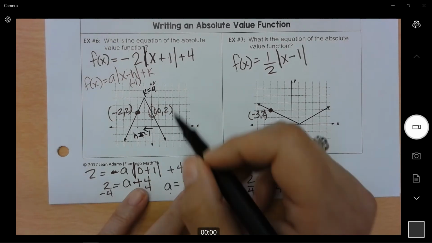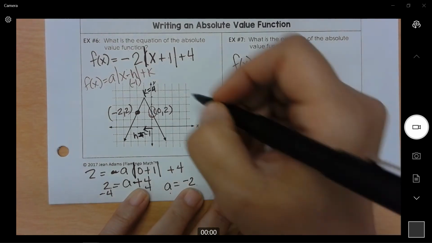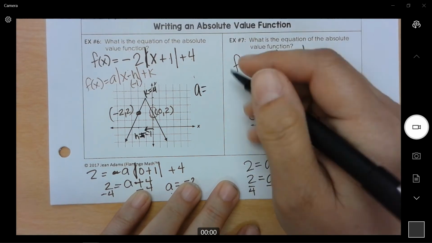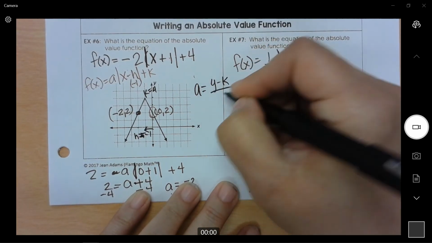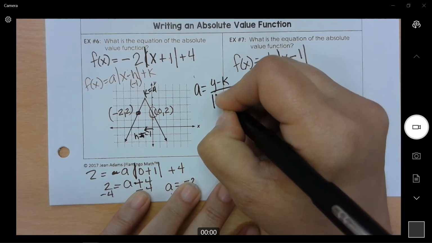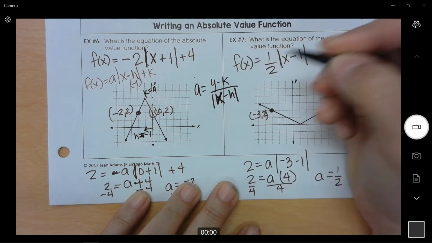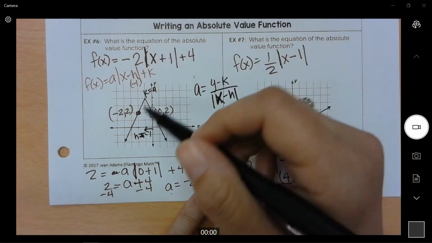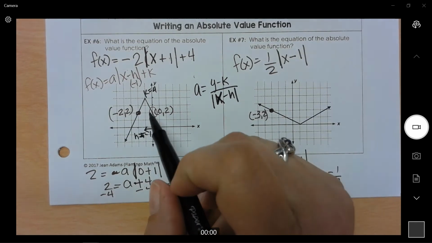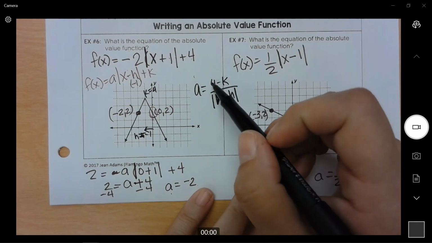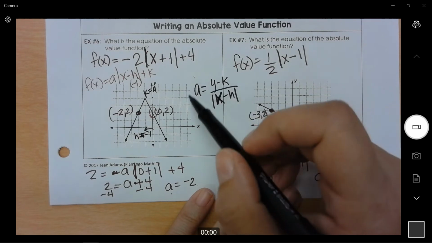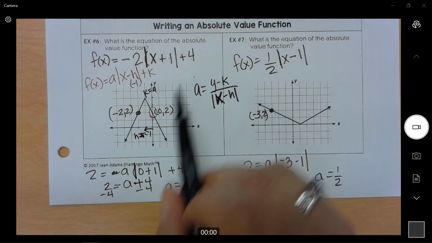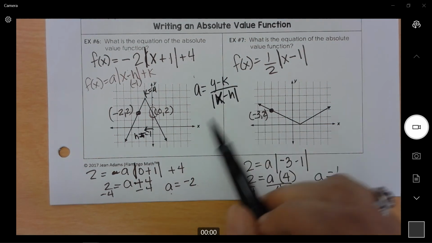Okay, I actually came up with a new equation that will help us to find our A, and I'm going to write it right here. So A can be found by taking y minus k over the absolute value of x minus h. And so all you have to do is figure out what one point is on your graph, and then you can plug in x and y, and your h and k, and you will find your A. Or you can take one point and plug it into the template and solve for A. So either one of those will give us an answer.